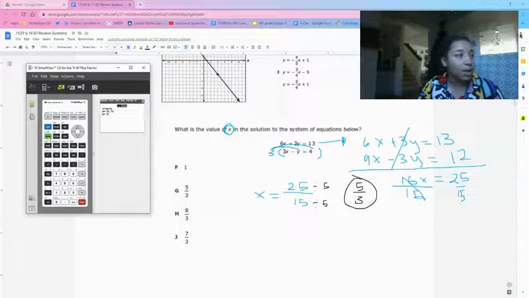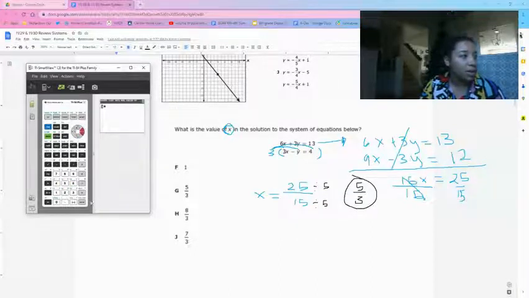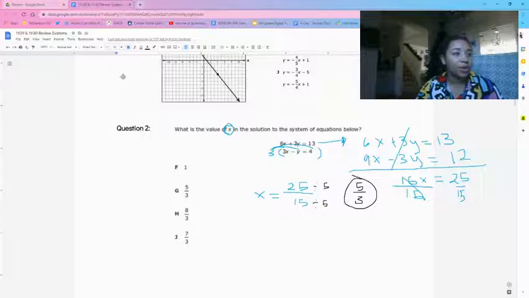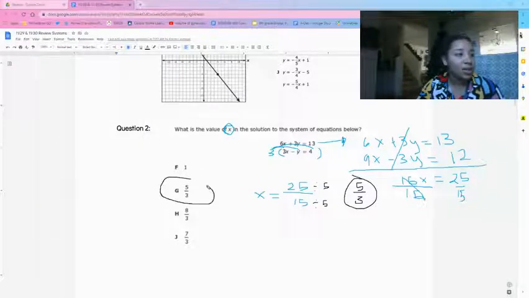And then you're going to do, hold on, I just put clear. You're going to do alpha x, 25 over 15 and hit enter. And there, 5 over 3. Okay, so no big deal if you are not that good. So your answer here would be G. Yay, G. Okay, moving forward.